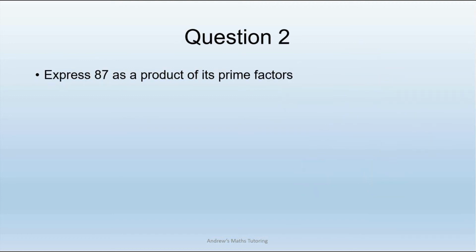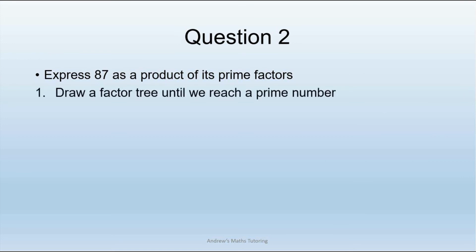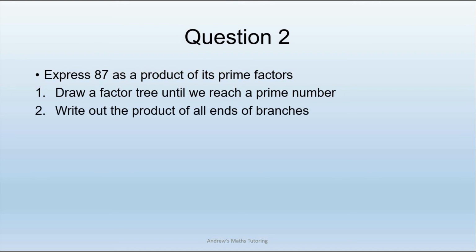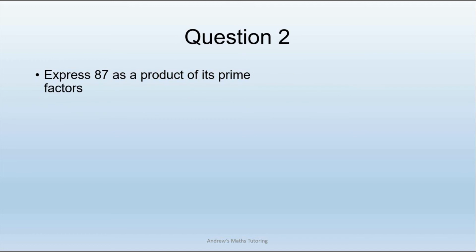Our next question asked us to express 87 as a product of its prime factors. Our method is very similar to last time, where we need to draw out a factor tree until we reach a prime number. Then we need to write out the product of all the ends of the branches. So let's give this a go. We start with the number 87, and we want to break it down. We can't choose the number 2 here, as 87 divided by 2 won't give us a whole number. Let's try the next number up. I'm going to choose 3, and it turns out that 87 divided by 3 is 29.